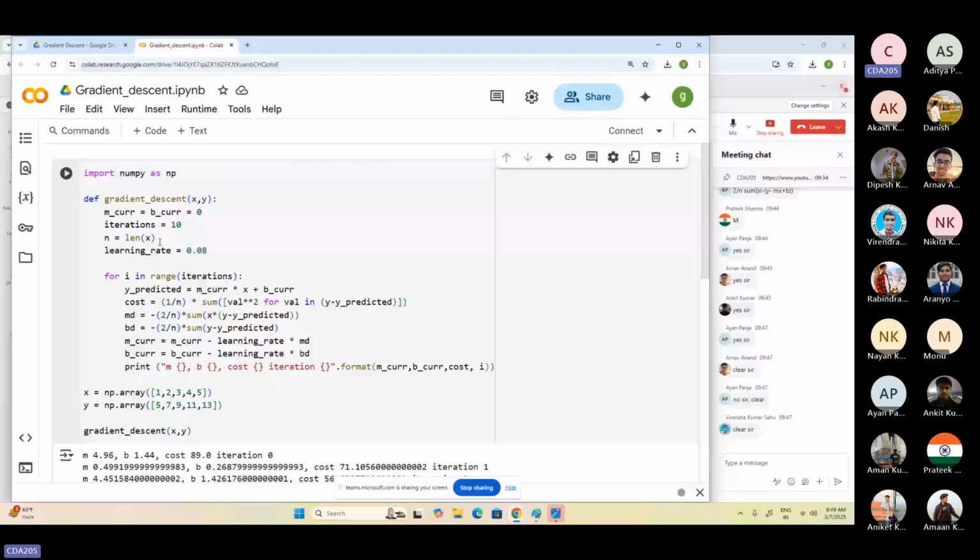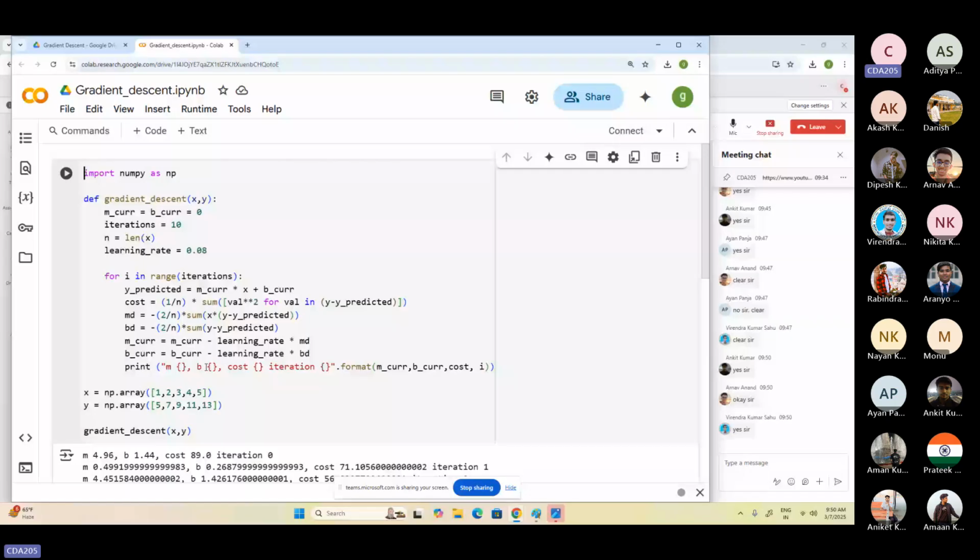So what we have taken: for i in range, y predicted is m current into x plus b current. Cost we have seen, that is the MSE formula. Then we have taken md. md is what? That is the derivative of MSE with respect to m. bd is what? The derivative from the two formulas we have calculated, that is these two. And then we have calculated m current minus learning rate into md, b current minus learning rate into bd, and print m, b, cost and iteration, and these are the values.